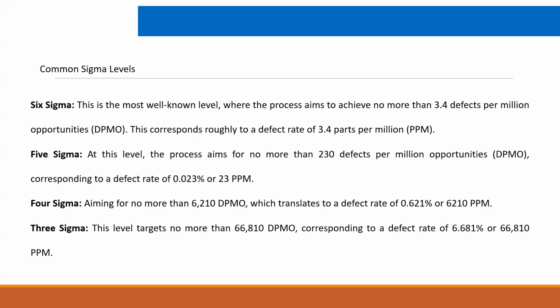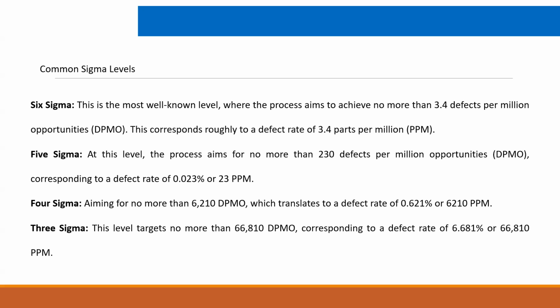Now, the common Six Sigma level is what? We have 5 Six Sigma levels, but Six Sigma is the most well-known level, where the process aims to achieve 3.54 defects per million opportunities. These are important things that you should know, so if you want, you can make a note of it.